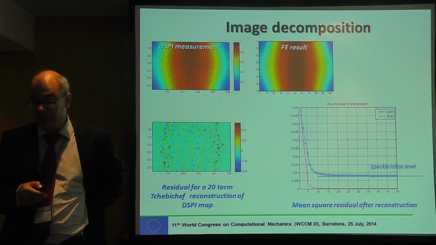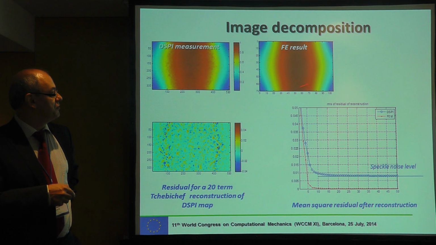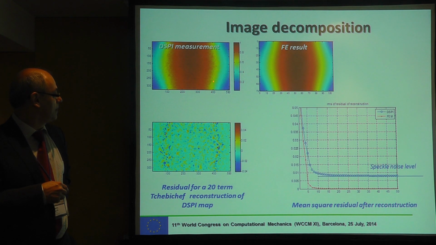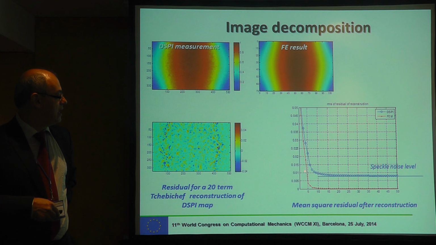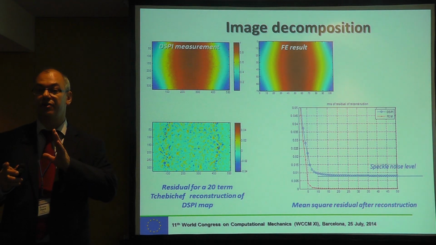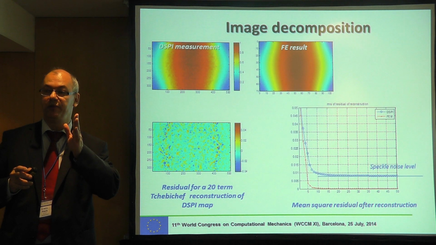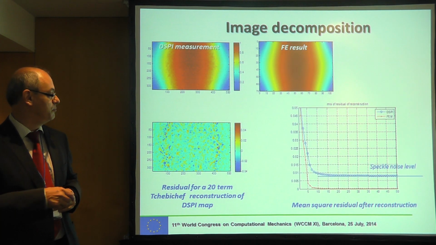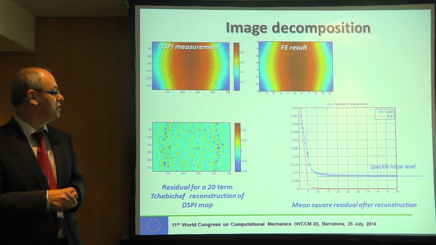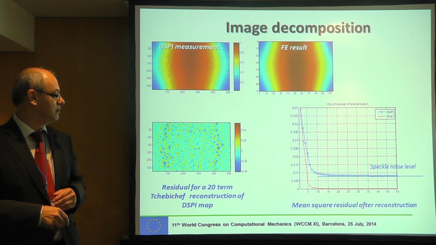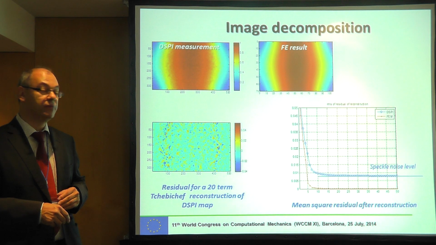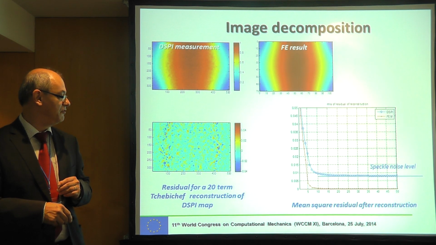Okay, here's an example of an image decomposition. This is a FE result of a vibrating membrane. This is a speckle measurement of the same. What I showed here is actually this mean square residual after image reconstruction. So you start with the first largest moment and then you go in sequence to lower moments. And you see the red curve here is the FEM image. So it converges very rapidly, and after maybe 15 or 20 polynomials, you will have a perfect match.